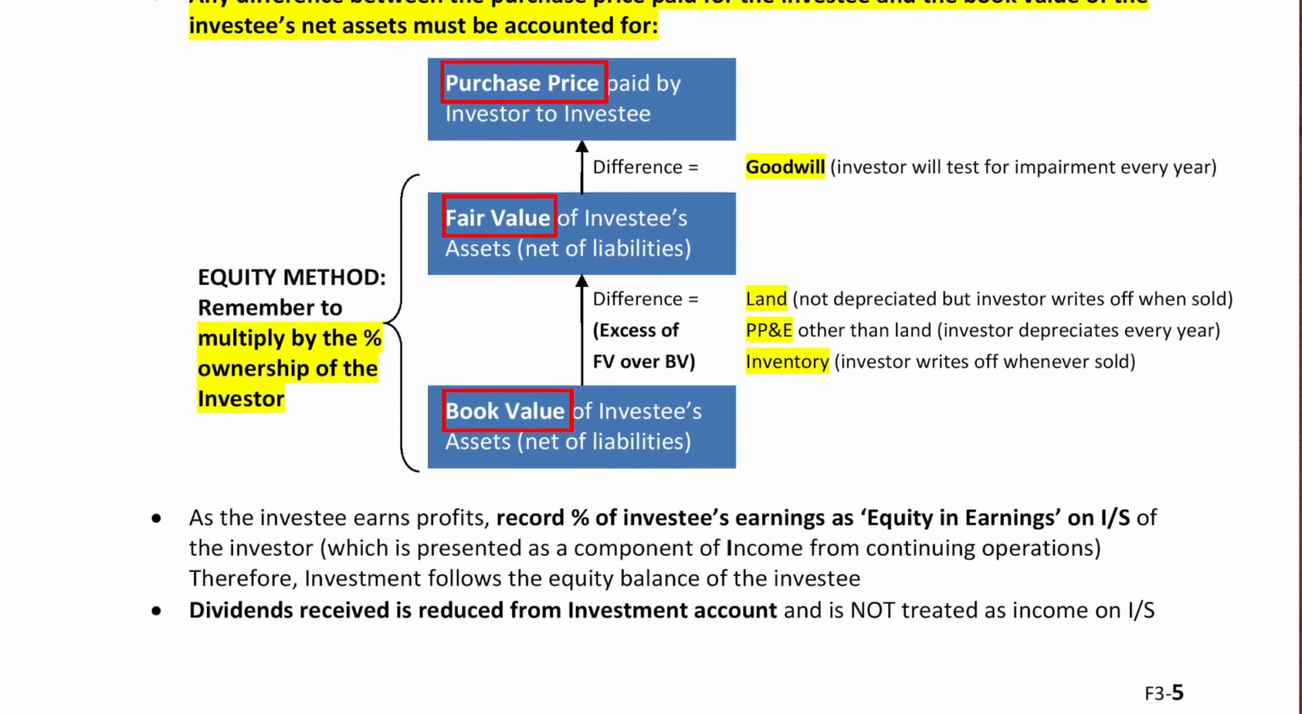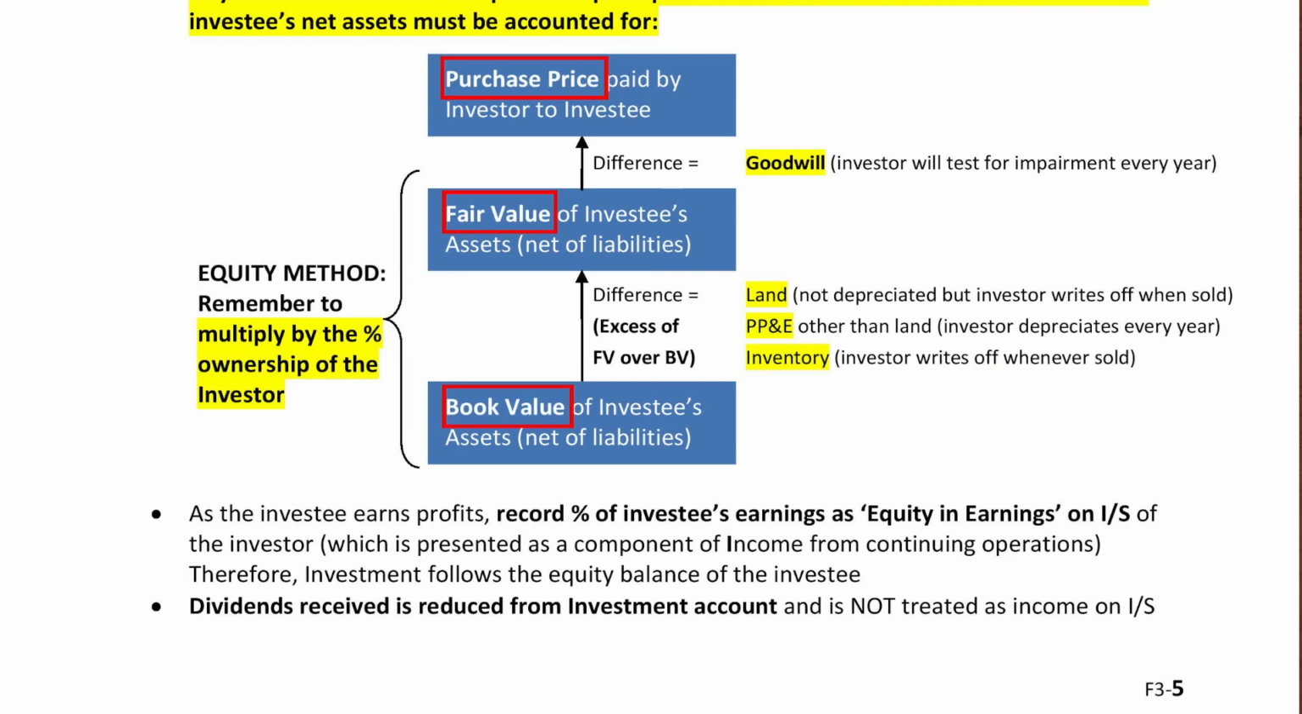A couple of other pointers on the equity method. As the investee earns profit, record the investor's percentage of the investee's earnings as equity in earnings on the income statement of the investor. So as and when the investee earns money, the investor recognizes income, irrespective of whether the investor receives the dividend. And when dividends are actually received, they are reduced from the investment account and not treated as income on the income statement.